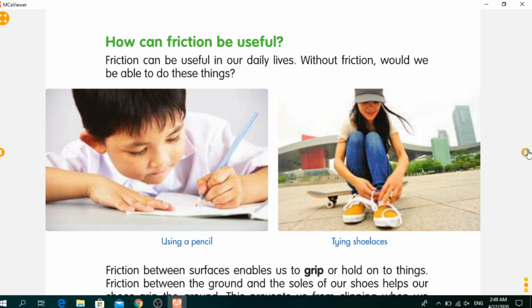Friction force is very important in our daily life. So we can't live without friction. We can't walk without friction. We can't write without friction. So we use friction in our daily life in all activities. When we're using a pencil, we use friction. When we're tying a shoe's laces, we use friction. So friction is very important, and without friction, we can't do things.